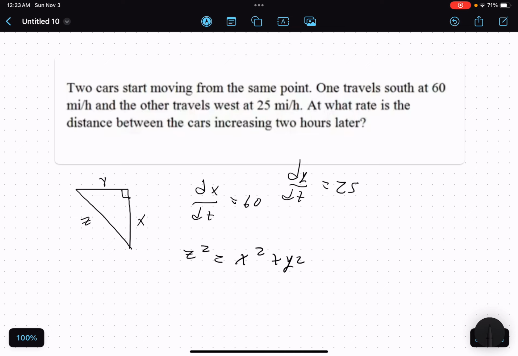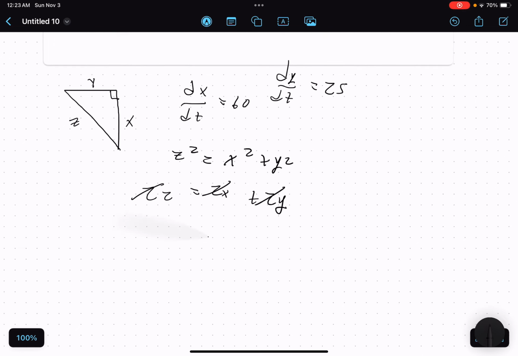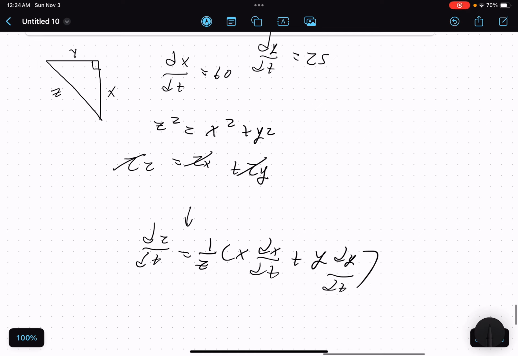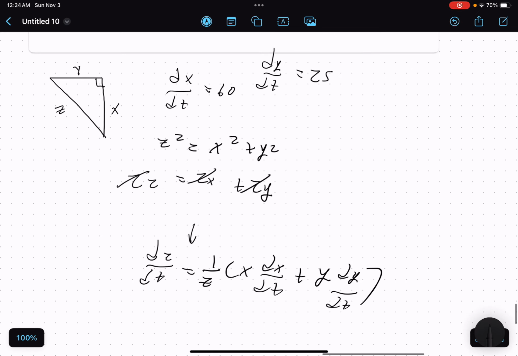So to find the derivative, we would have 2z dz over dt is equal to 2x dx over dt plus 2y dy over dt. And as you notice, the 2's cancel out here, leaving us with dz over dt equals 1 over z times x dx over dt plus y dy over dt. And this 1 over z is from the cancellation process.